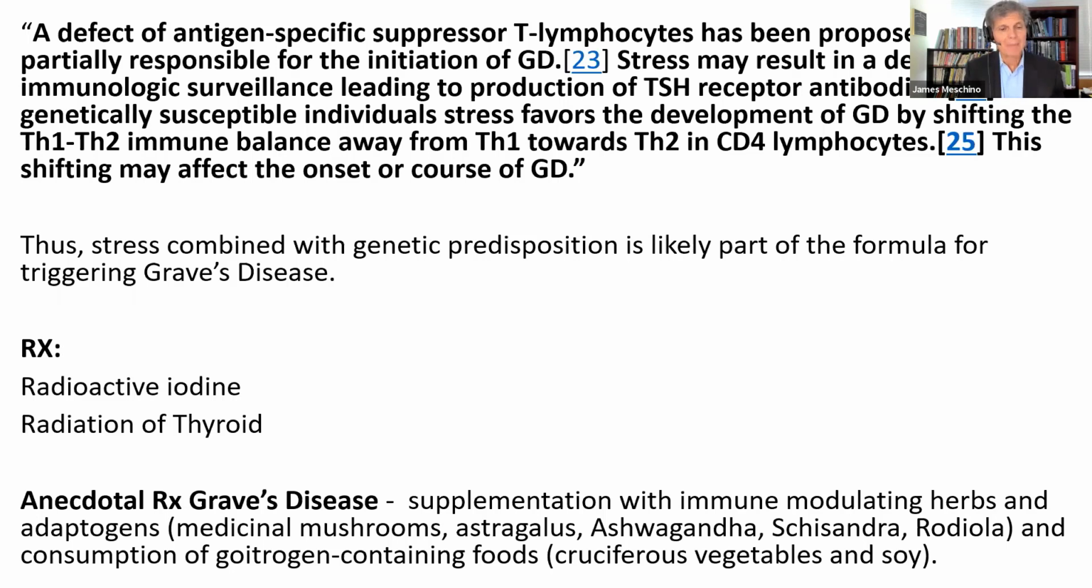system. She used adaptogen herbs and immune modulators like medicinal mushrooms and astragalus and ashwagandha and schisandra and rhodiola. And she ate foods that were goitrogen containing foods like a lot of cruciferous vegetables and soy. And she was able to actually control her Graves' disease, and she still does to this day without medical treatment. I'm not recommending that as a therapy.